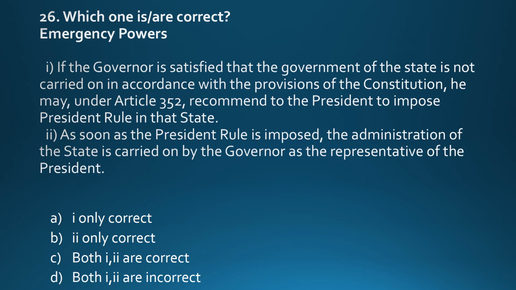Option A, 1 only correct. Option B, 2 only correct. Option C, both 1, 2 are correct. Option D, both 1, 2 are incorrect. Correct answer is option B, 2 only correct. In 1, instead of Article 352, 356 should come. Article 356. Correct answer is option B, 2 only correct.